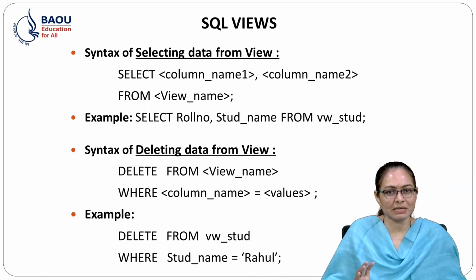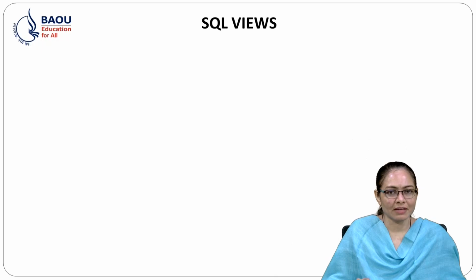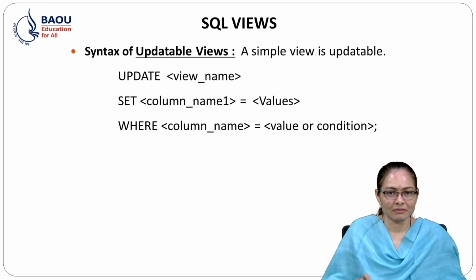A view is like a table, but it is another copy of the table. So the same operations we can perform on a table, we can perform on a view. Now here is the syntax of updatable views. We saw how to select data from the view and how to delete data from the view. Now we see how to update the data from the view.